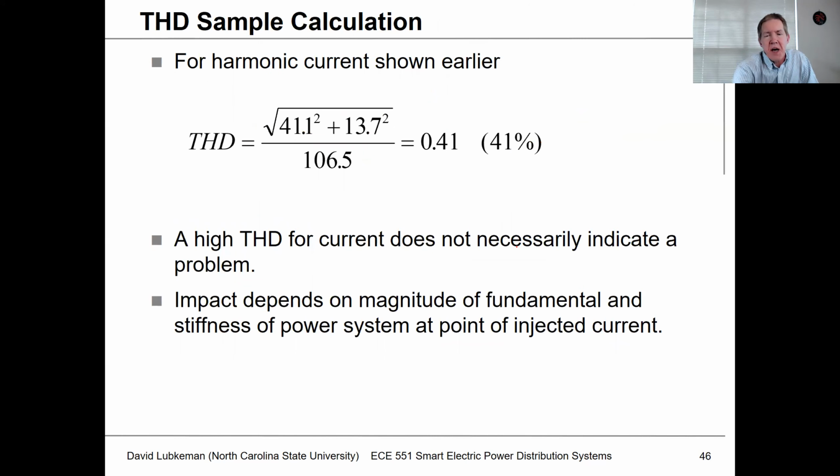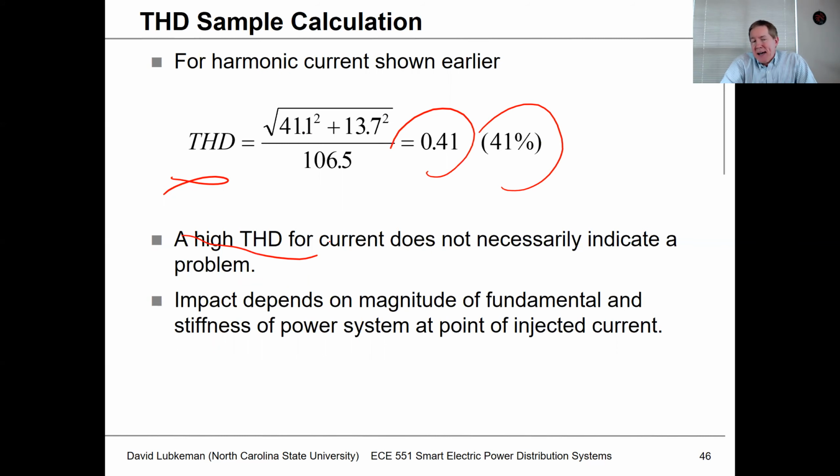And here's just a sample calculation of the THD, where if I took the square root of the 41 squared plus the 13.7 squared and divided by the 106.5, this would be 0.41 or 41%, which may or may not be bad. It just depends on what else is going on and what the source impedances are. So depending on the stiffness of the system, we would just have to wait and see to what degree this might cause a lot of issues with distorting of the voltage.